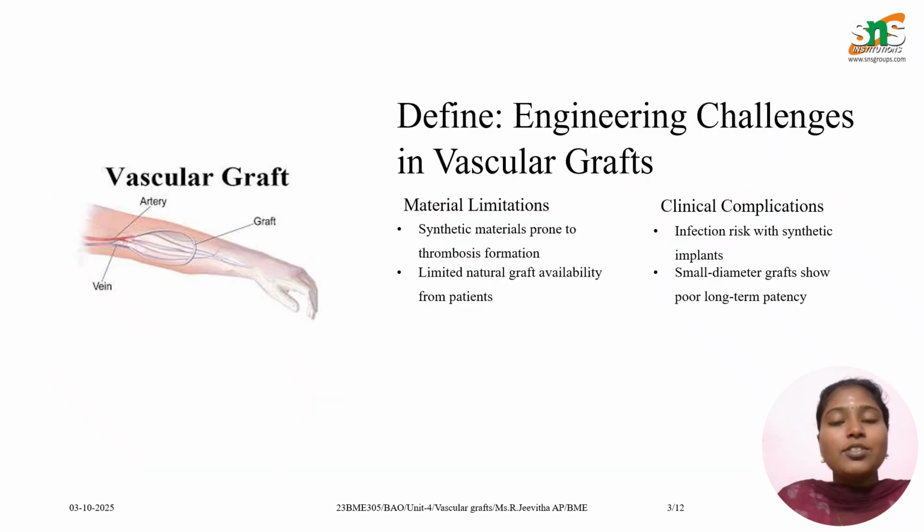The engineering challenge in vascular grafts is first material selection. The material should be biocompatible and hemocompatible because it interacts with the blood. It should not cause any thrombosis formation in the blood. So we have to be very confident in the material selection. And natural grafts are limited, which means we have to move to vascular grafts.